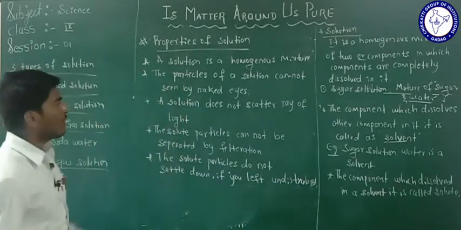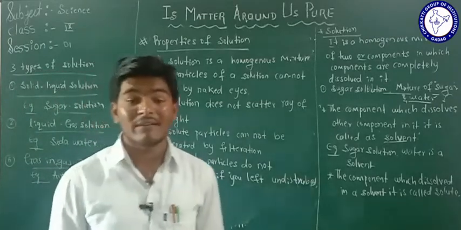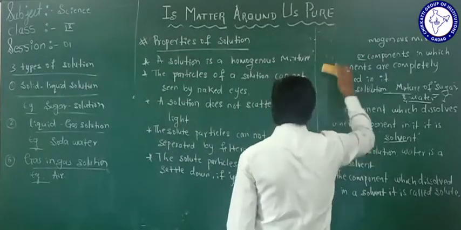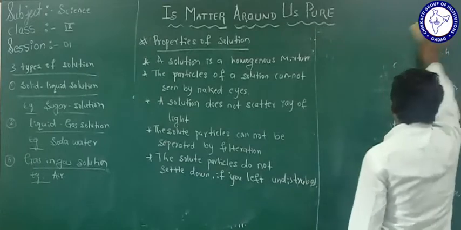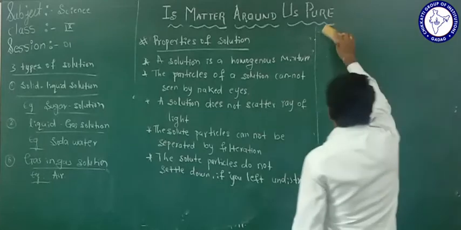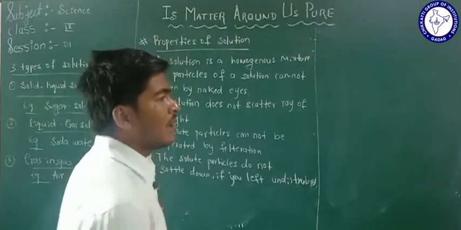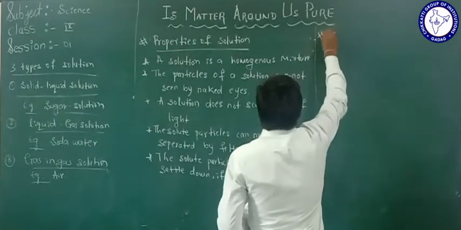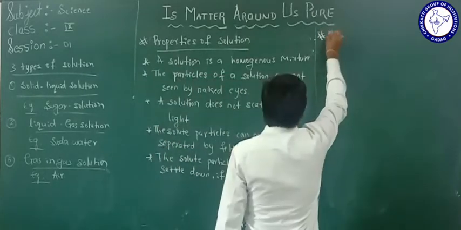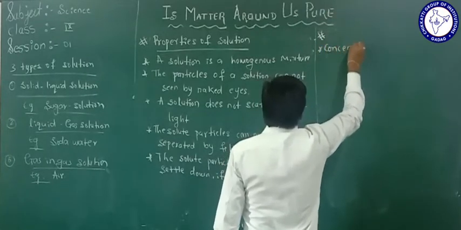So these are the important properties of the solution. Based on the amount of the solute dissolved in it, solutions can be classified into 3 types. Those are the concentrated solution, the dilute solution and the saturated solution. Based on the amount of solute particles dissolved in it, we classify solutions into 3 types. The first one is the concentrated solution.